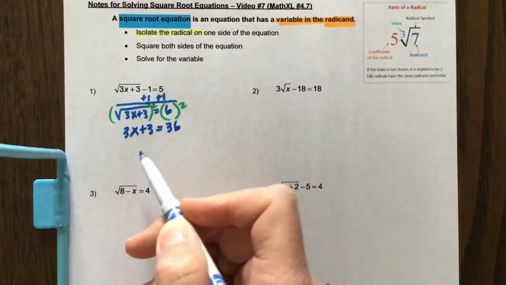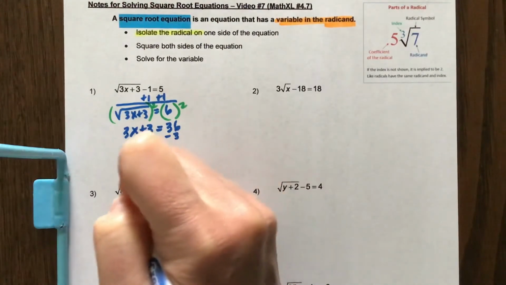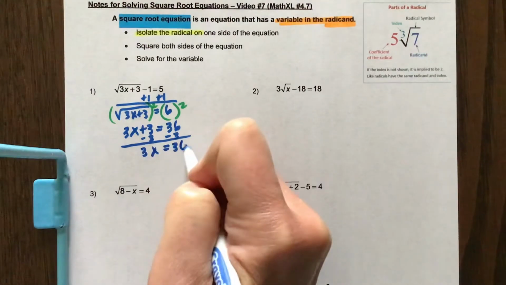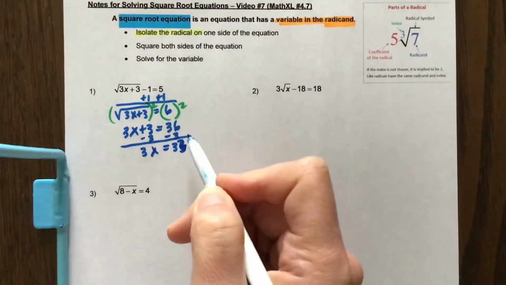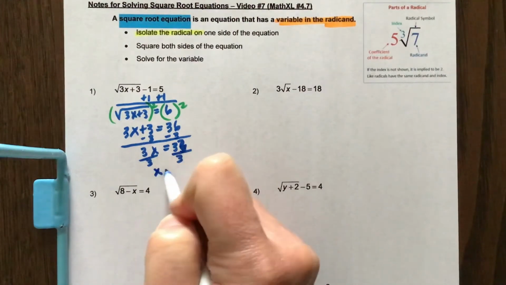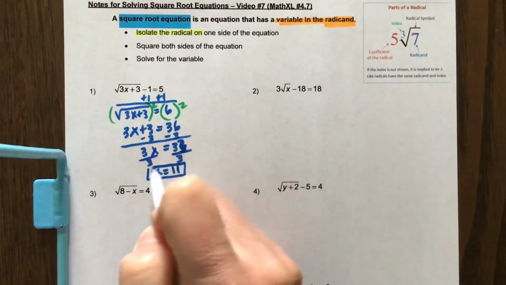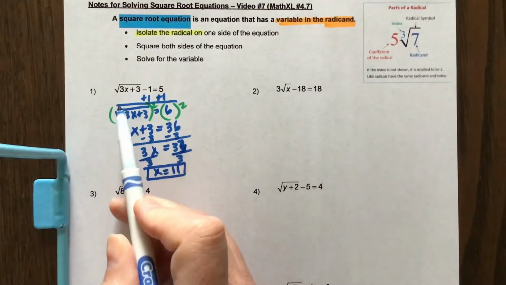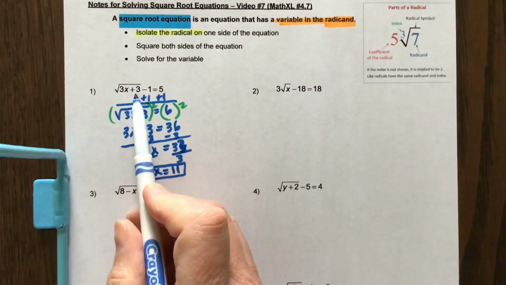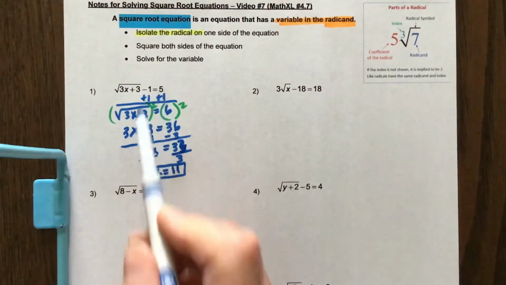And now this looks like an equation that you've solved 100 times. You're simply going to get that x by itself, so subtract 3 from both sides. 3x is equal to 33. And then you're dividing by 3. So x is going to equal 11. You can substitute that back in to see if you're right. 3 times 11 is 33. 33 plus 3 is 36. The square root of 36 is 6, and 6 minus 1 is equal to 5.